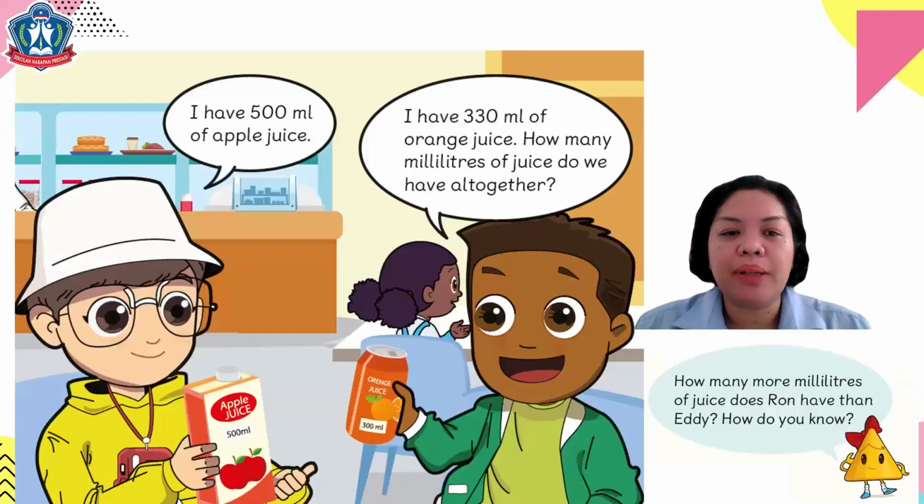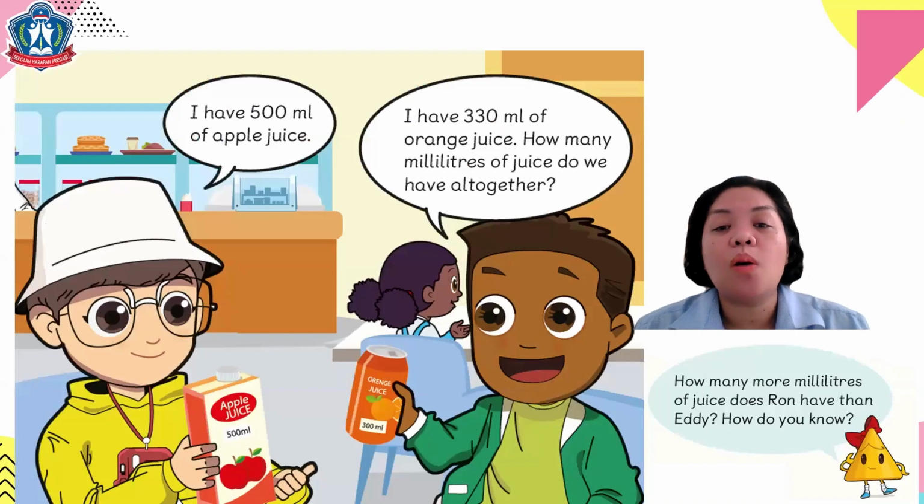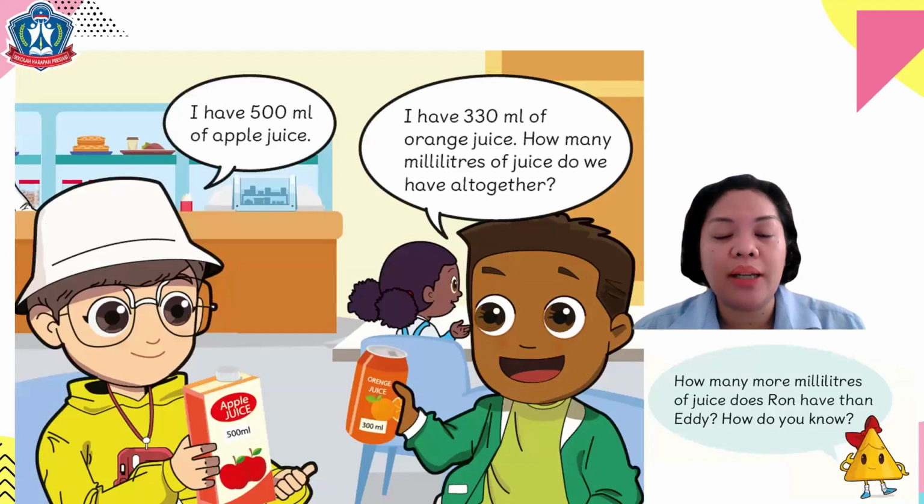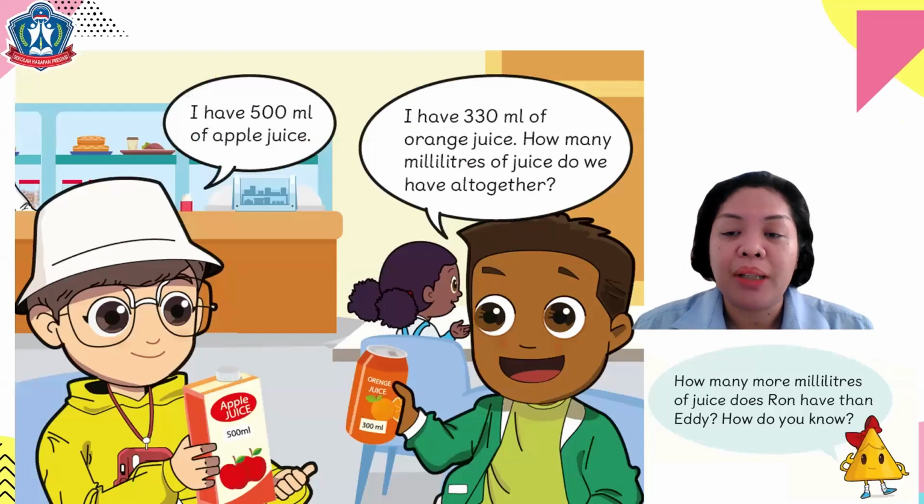Okay, take a look at this picture. I have here Eddie and Ron. Okay, Ron said that he has 500 ml of apple juice. Eddie said that he has 330 ml of orange juice. So how many milliliters of juice do they have all together? So we just simply add 500 and 330. So what is the answer? So share your answers during our class.